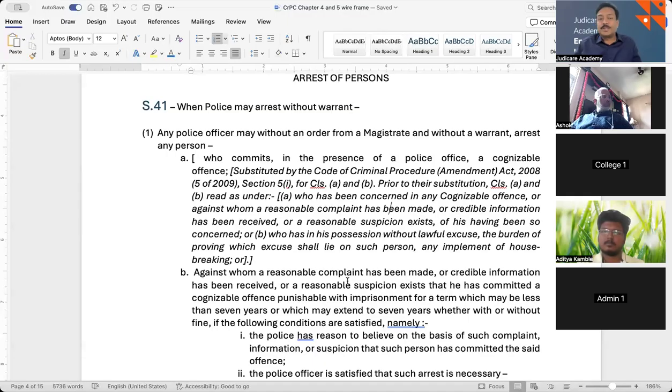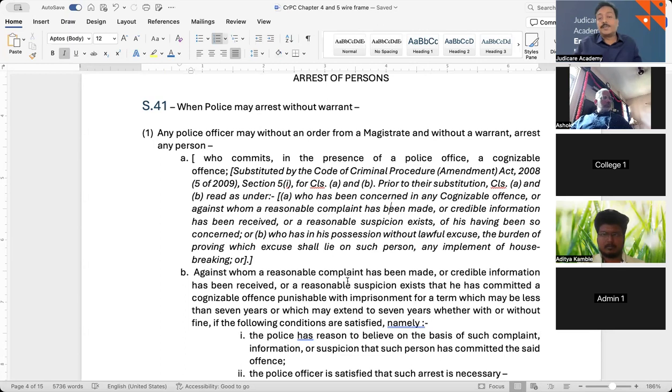When may police arrest without warrant? Any police officer may, without an order from a magistrate and without a warrant, arrest a person who commits, in the presence of the police officer, a cognizable offense. If you're a police officer and you see a cognizable offense happening in front of you, you can easily go and arrest that person. You don't need a warrant, and you don't even need a complaint in advance.